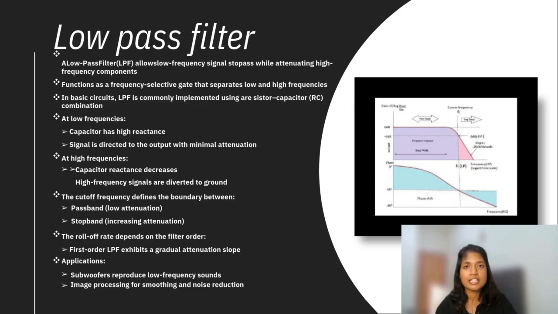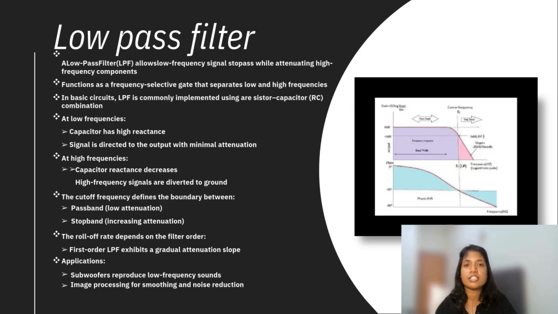At low frequency, the capacitor has a high reactance, meaning it strongly resists changes in voltage. As a result, most of the input signal is delivered to the output with minimal attenuation. At high frequency, the reactance of the capacitor decreases, allowing high-frequency signals to be diverted to the ground, which reduces the amplitude at the output.